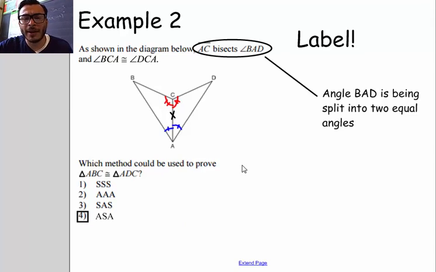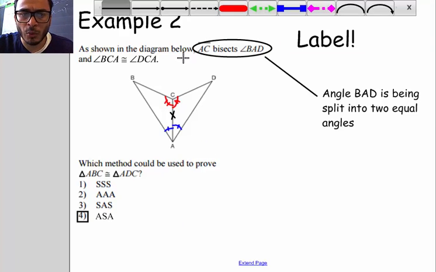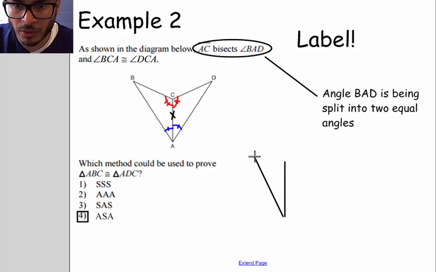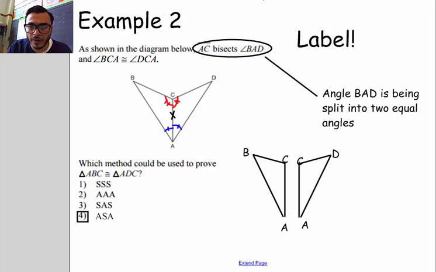And let me explain a little bit more about the whole reflexive property thing. If you were to split these 2 triangles up, you'd get something like this, wouldn't you? You can see very clearly here that side AC is a part of triangle ABC, and side AC is a part of triangle ADC. So it's like a side that's being shared, and that's what we mean by reflexive property.